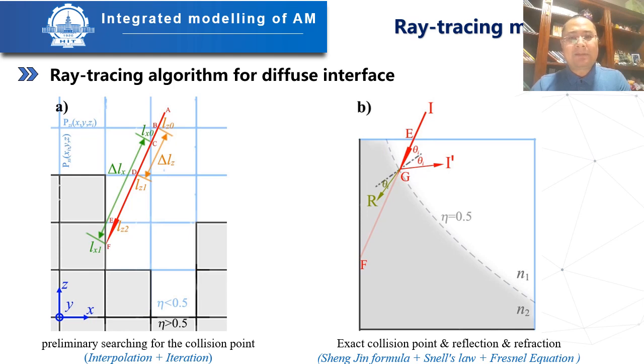Following the preliminary search, we determine the precise collision point by solving the intersection of line EF with the surface defined by φ equals 0.5. This translates into a cubic equation which can be solved using the Cardano formula. Subsequently, with the accurate collision point in hand, we apply Snell's law and the Fresnel equations to govern refraction and reflection.